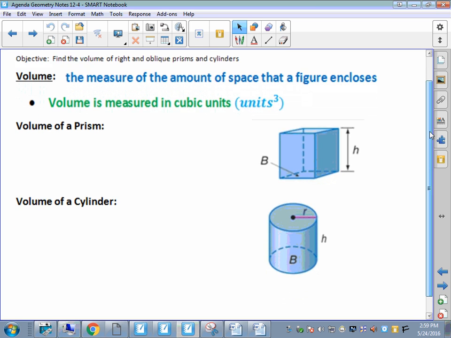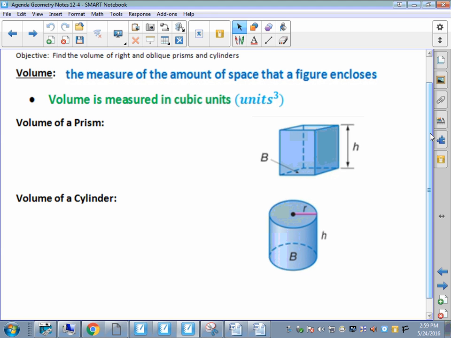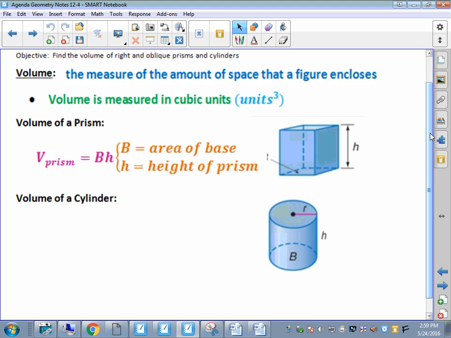That's talking about volume. We've got two formulas. We're going to just talk about prisms and cylinders today. So prisms, I think the formulas for volume are easier. So the volume of a prism is the capital B times H. We all know that capital B stands for the area of the base. This should be a capital B right here.